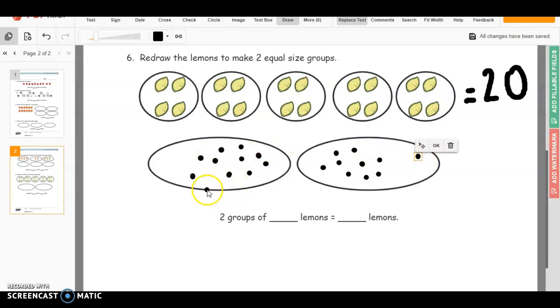All right, so now I have 2 groups of blank lemons. So let's find out how many I have in each group. 1, 2, 3, 4, 5, 6, 7, 8, 9, 10. I have 2 groups of 10 lemons, and that equals my total of 20 lemons.